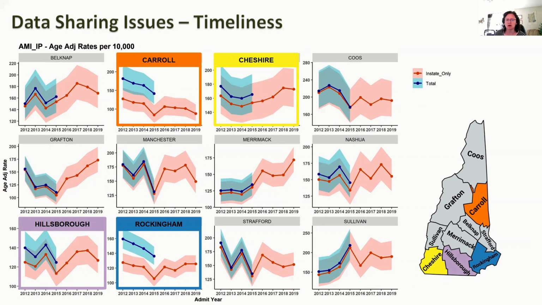Another issue with sharing data is timeliness. Though we have not received data from all 3 of our neighbors since 2015, even when we do receive that data, the timeliness can lag from the availability of our own data.